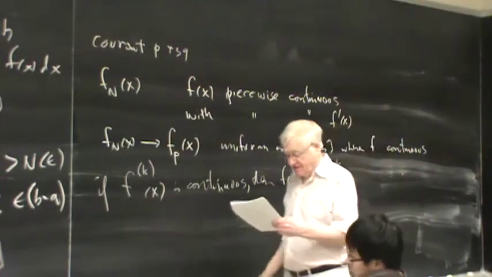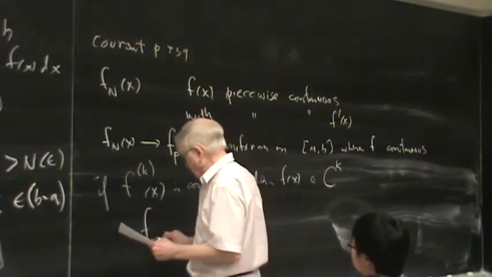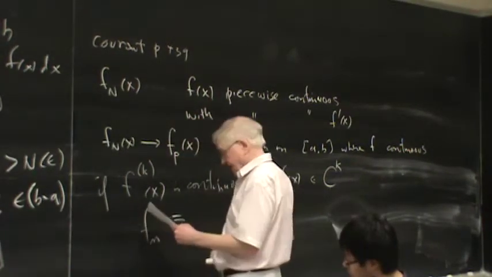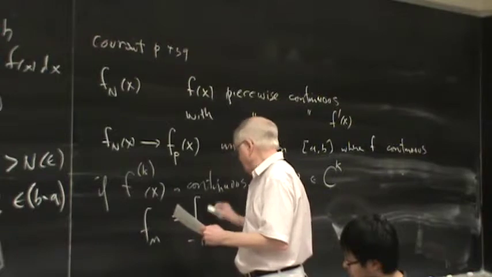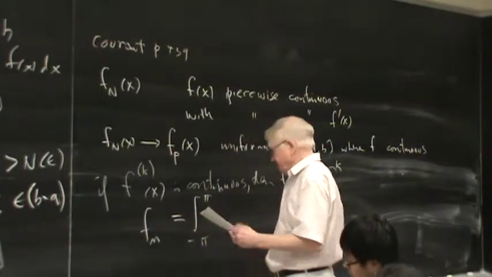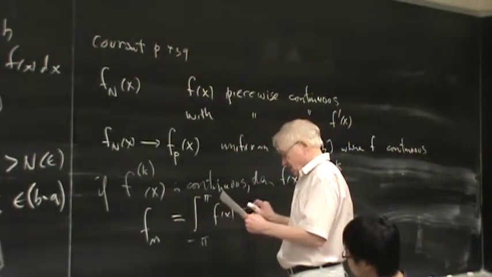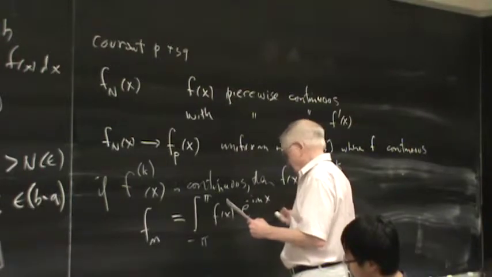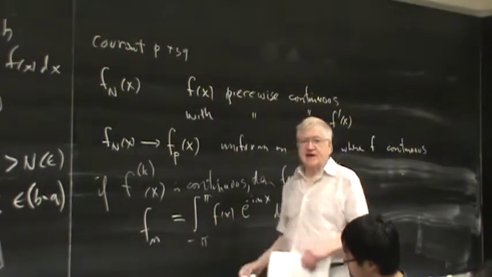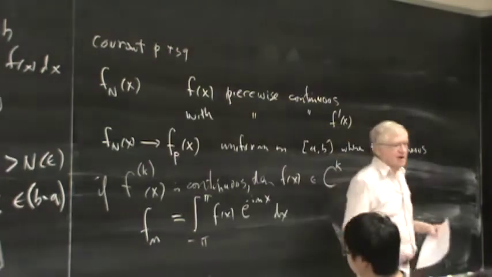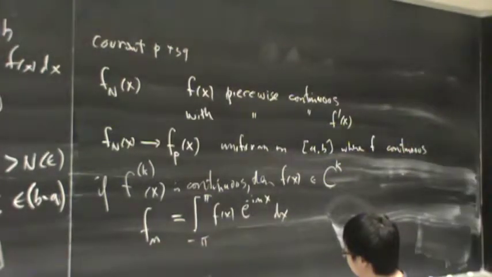Okay, so let's think about something that is continuous, that is in class Ck. And let's just, for definiteness, take this to be the interval. So these are the Fourier coefficients, and I'll write them without the 2 pi's to just get rid of some of the clutter.